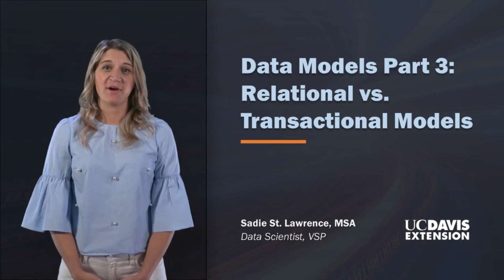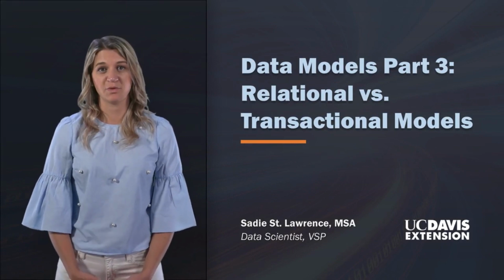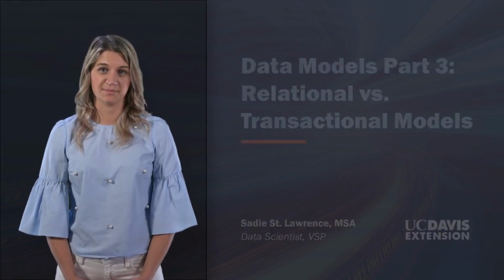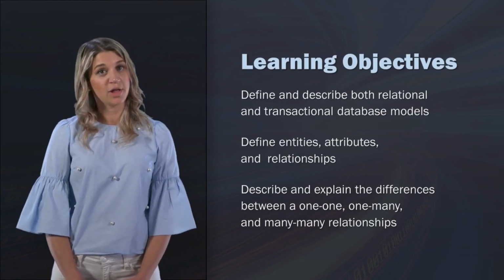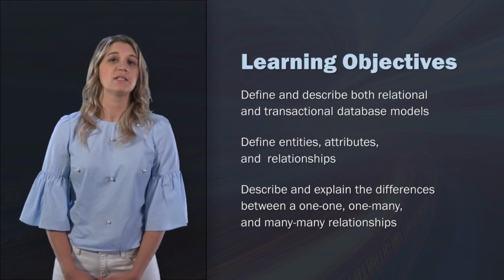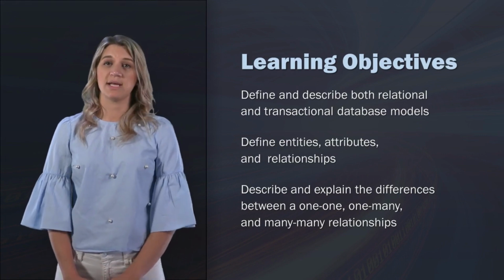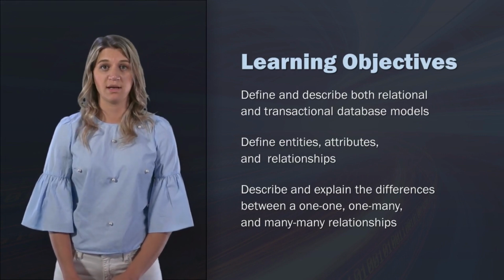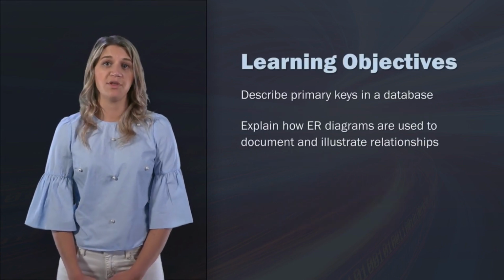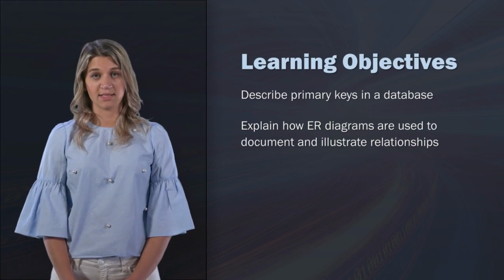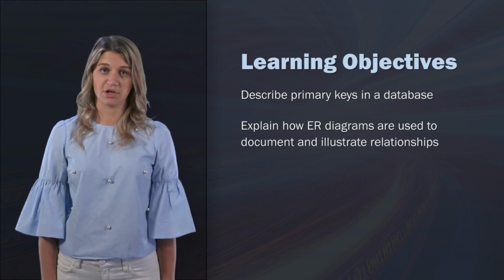Okay, now let's wrap up our discussion about data models by getting back to talking about the type of data models we'll be working with in this class. After this video, you should be able to define and describe both relational and transactional database models, define entities, attributes, and a relationship, describe and explain the differences between one-to-one, one-to-many, and many-to-many relationships, describe the use of a primary key in a database, and explain how ER diagram is used to document and illustrate relationships.